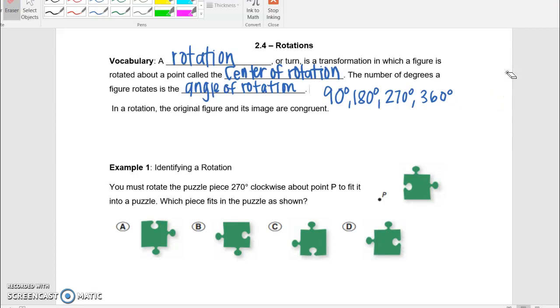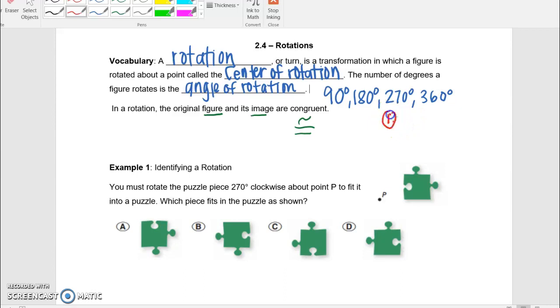Okay, when you are doing a rotation, you want to keep in mind that the original figure and its image, that's the new one, are congruent. So that means they are the same shape and the same size. They're just going to lay differently on the paper.